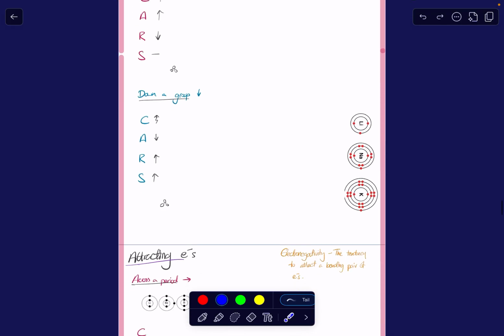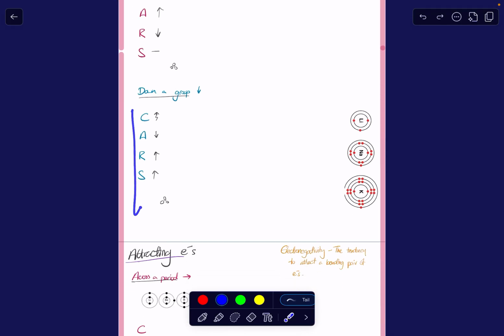Down a group, let's do the same analysis. We're going down a group, so this time we're going to start at Lithium, sodium, potassium. As I go down the group, the number of shells increases, the shielding increases. This increases the radius because I'm adding more shells, so my atoms are getting bigger. However, my attraction decreases because now the nucleus is much further away from that outer electron. So my attraction between the nucleus and the outer electron decreases.